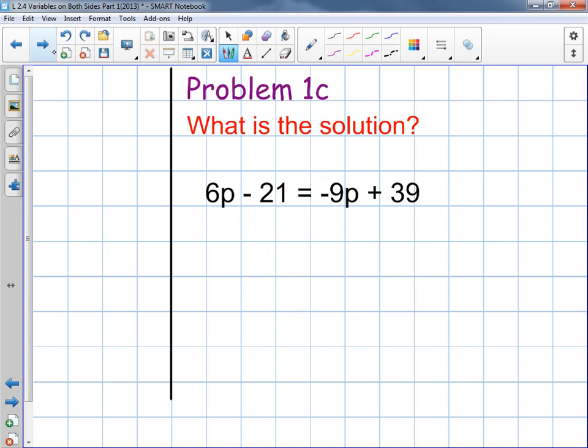Okay, the last problem for today, for lesson 2.4, part 1, looks like this. 6p minus 21 equals negative 9p plus 39. So take the time right now to try this equation all by yourself. Somebody can come up and hit the pause button. And when you've finished, as a class, resume the video and check your solution with mine.